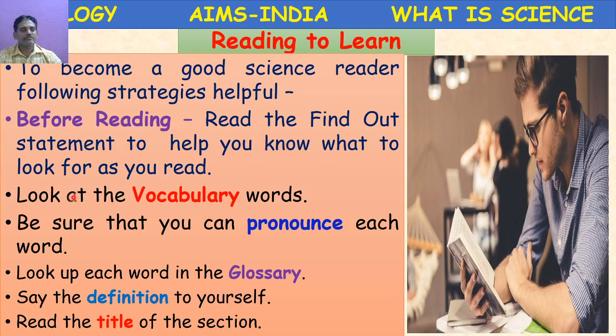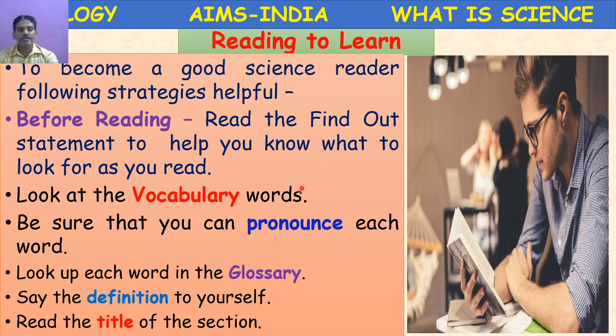Read the find out statement. Look at the vocabulary words, and be sure that you can pronounce each word, and look up the glossary. If there is any tough terminology, definitely find the meaning, either in the glossary, or if you don't find it, you have to habituate yourself to referring to the dictionary. Okay. Next, say the definition to yourself, and finally read the title of the section. Compulsory, you have to read the title of the section. Now, before reading, these are the things you have to remember.